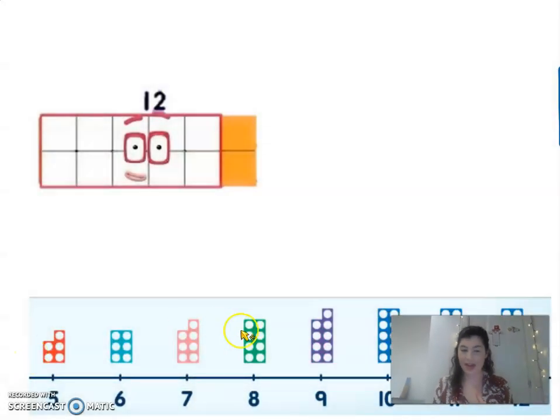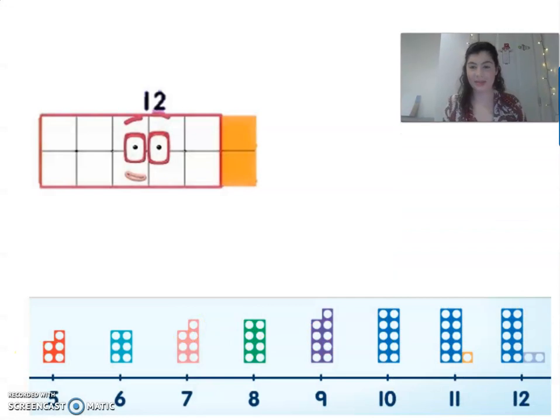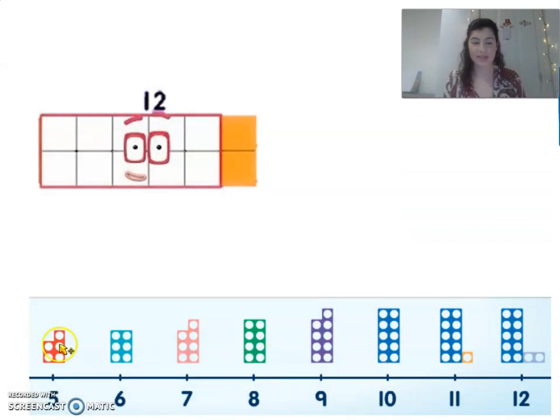And the next number is, let's have a look on our number line. So we're going to start counting from 5 today. We're not going to start all the way at 1. We're going to start from 5. So we've got 5, 6, 7, 8, 9, 10, 11 was our number yesterday. 11, 12. We are going to learn the number 12 today. That is our second number of the week.